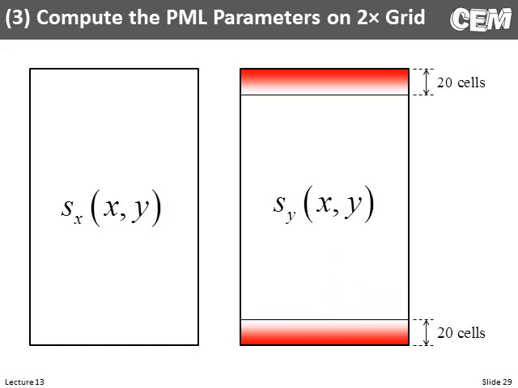And I like to make my PMLs about 20 cells. Sometimes there's times we need more. Other times we can get away with a little bit less, but I tend to set it to 20 and never really think about it after that, assuming things are working.